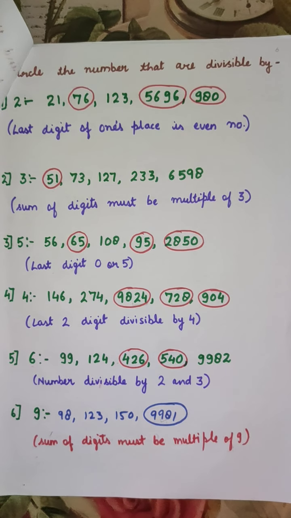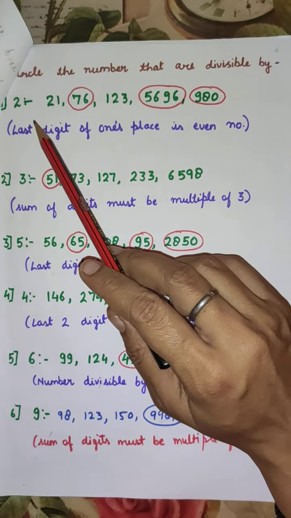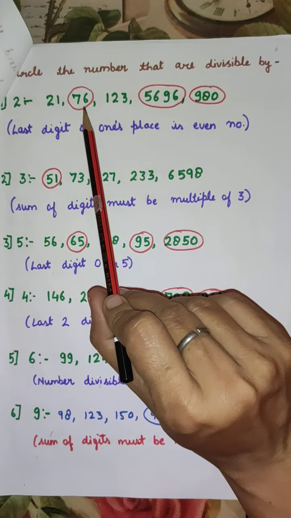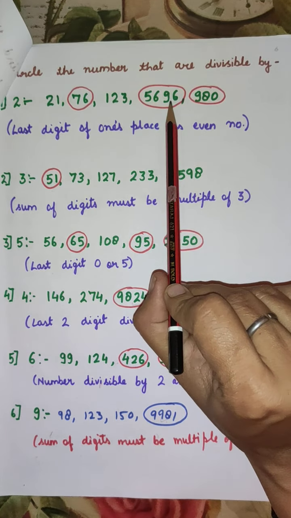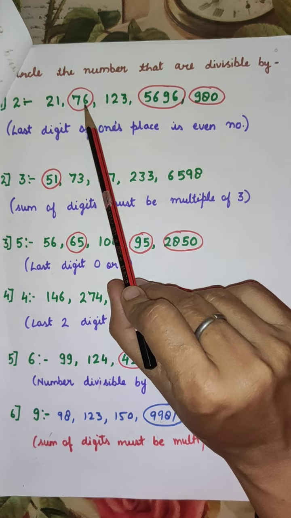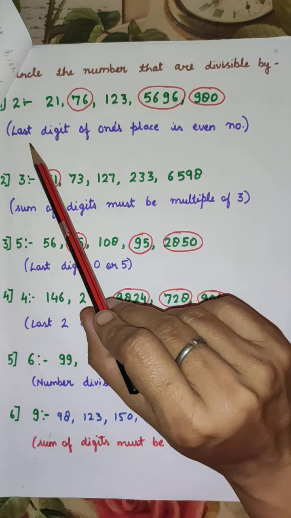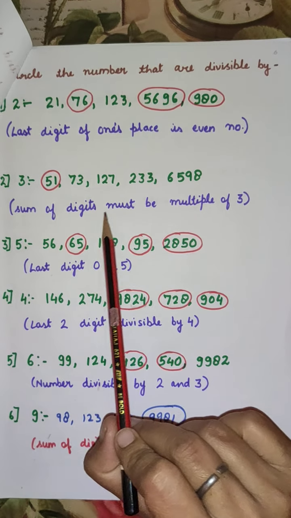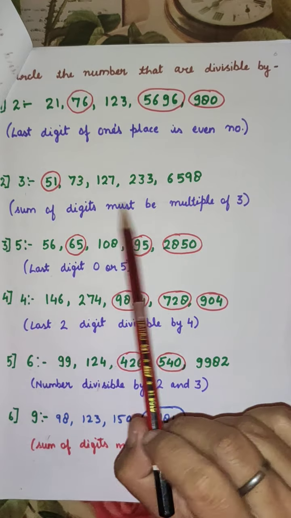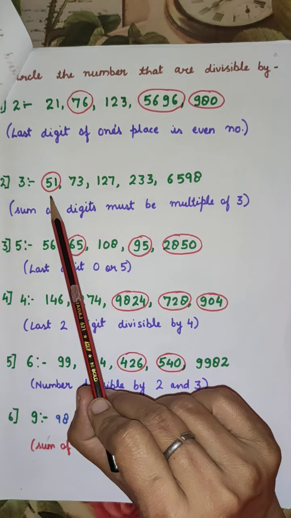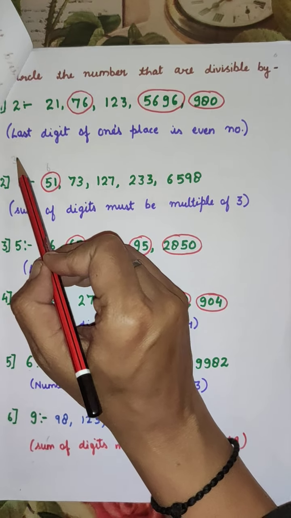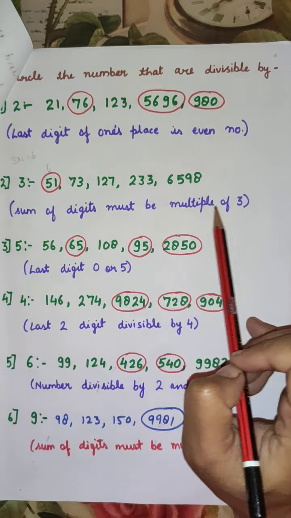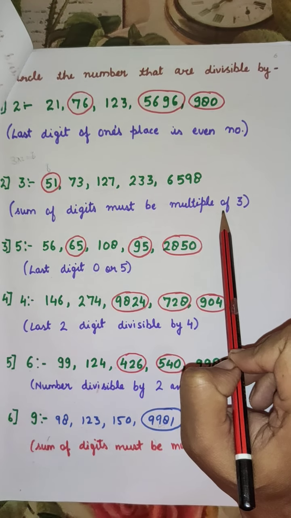Now the divisibility rules. What is the divisibility rule of 2? The digit at the 1's place must be an even number. If the last digit is even, then it is divisible by 2. What is the divisibility rule of 3? The sum of digits must be a multiple of 3. Means if you add 5 plus 1, it is 6, and 3 2s are 6. So it is a multiple of 3.